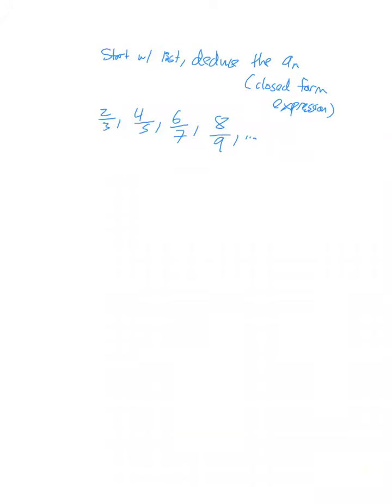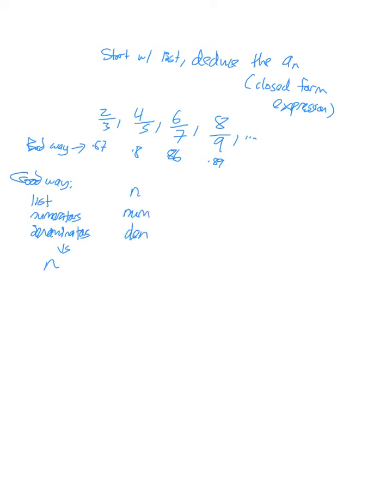So you can see it's like 0.67, 0.8, what is this, 0.86, and what is this, something like 0.88 or something like this. You should not look at the decimals. This is the bad way. So instead, we're going to list the numerators and the denominators versus n. So here's what I mean. I'm going to put n here, I'm going to put the numerator here, and I'm going to put the denominator here.